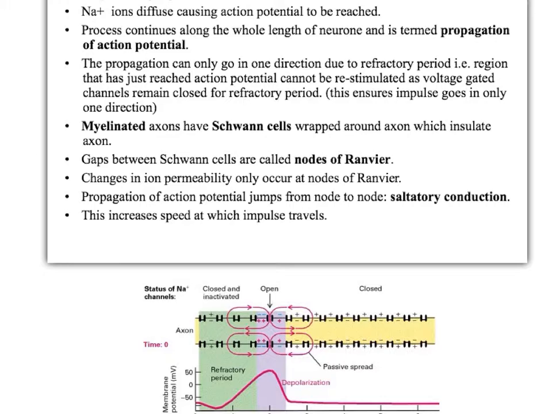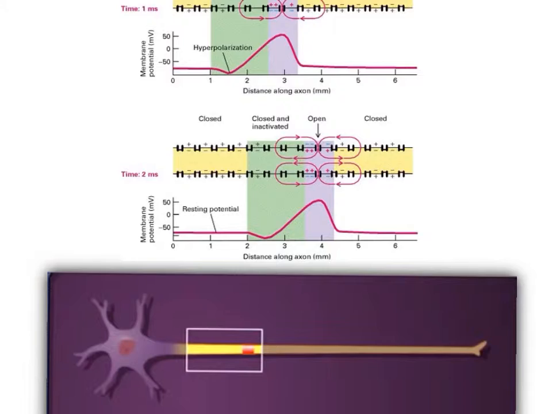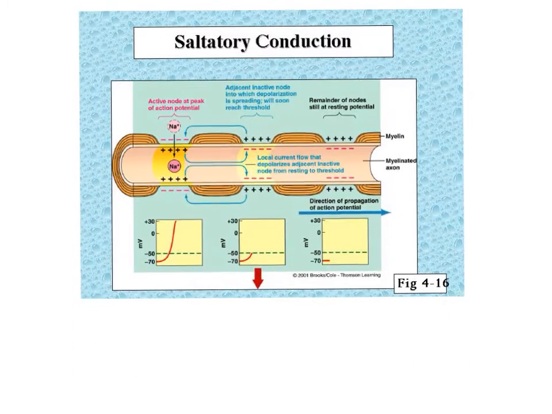The advantage of this is it dramatically speeds up the propagation of an action potential along an axon. That's known as saltatory conduction, saltatory meaning to jump. So the action potential jumps from node to node as we move along, and I'm representing that diagrammatically down here.